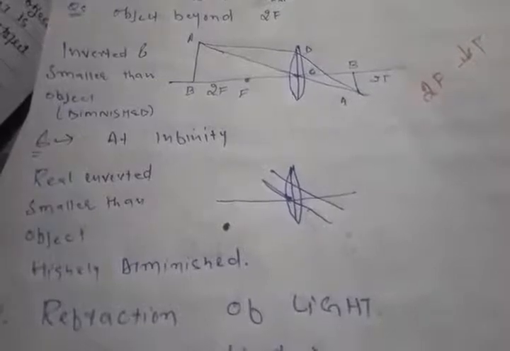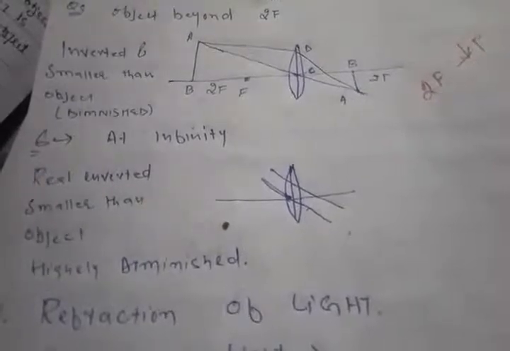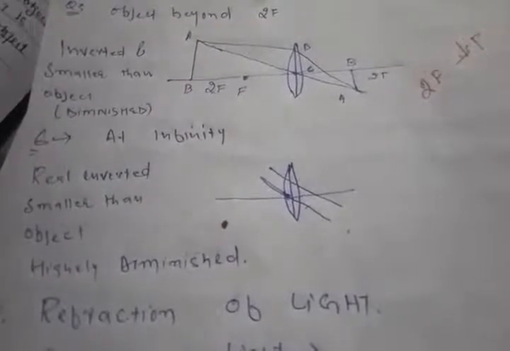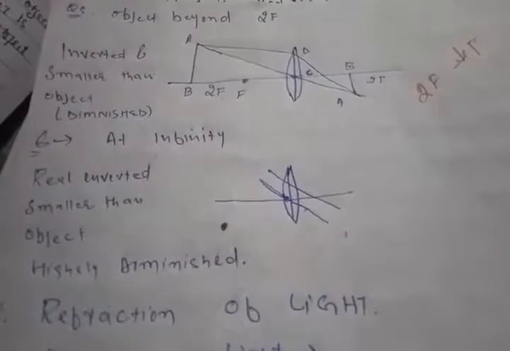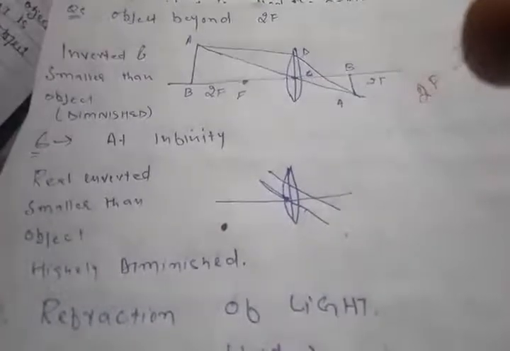Take our own example: when we are going back step by step and simultaneously looking at the mirror, we see that our size is getting reduced, diminishing step by step as we go far away. The same is the case here: when we are going far, the size of the image of the object is also getting dim.